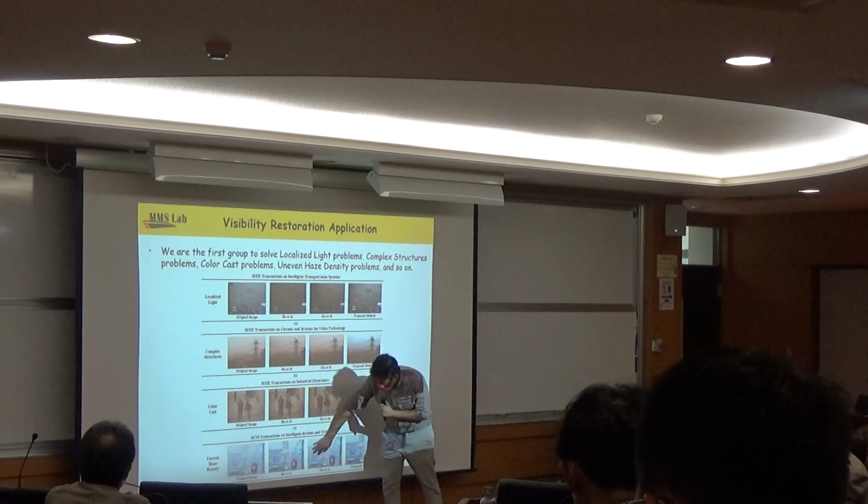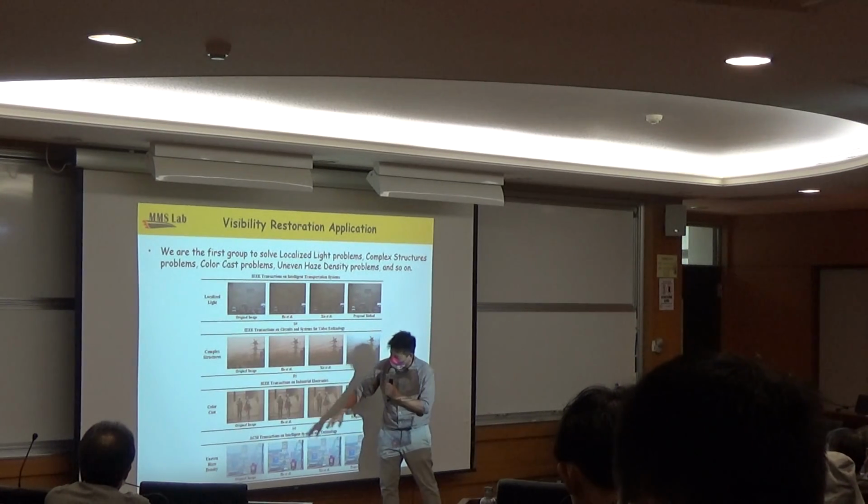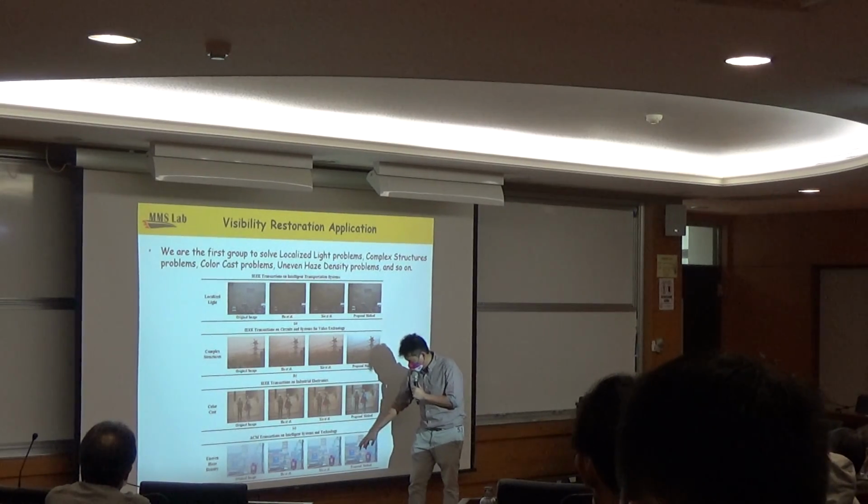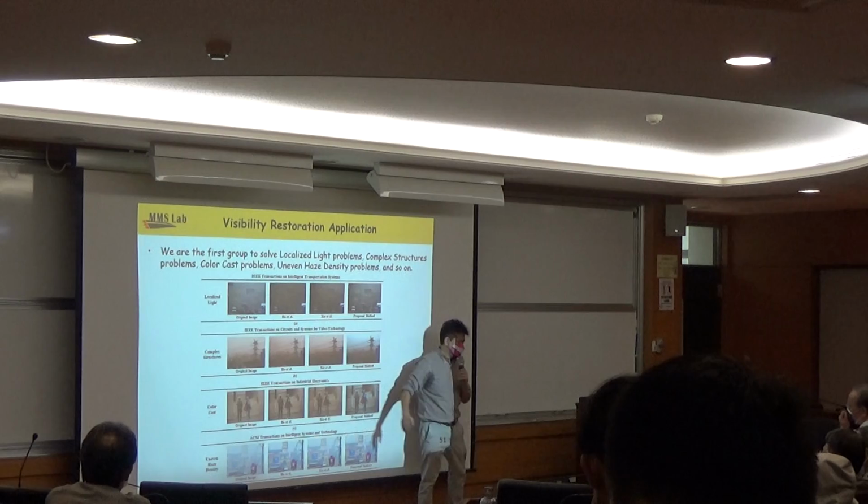Clear, but the background is not clear. So I call this the uneven haze density problem. And in our method, I can solve this issue better than others.